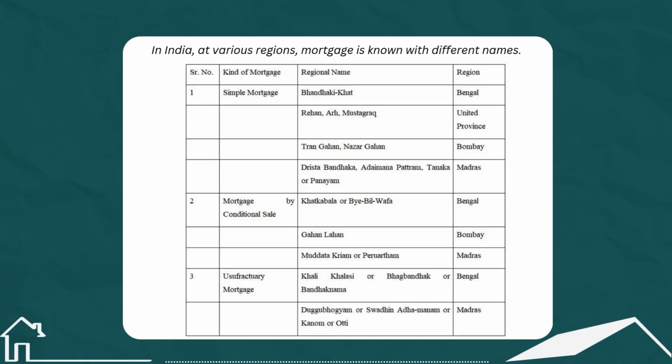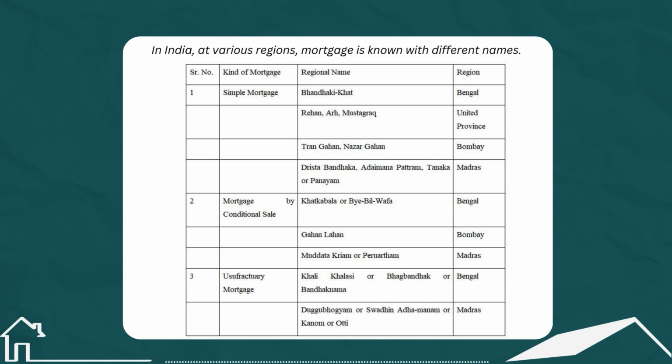In India, in various regions, mortgage is known by different names. For example, simple mortgage is known as Bandhki Khat in the Bengal region, Rehan in United Provinces, Taran Gehan, Nazar Gehan in the province of Bombay, and Drishta Bandhka Adaimana Patram Tanaka Panyam in case of Madras province.